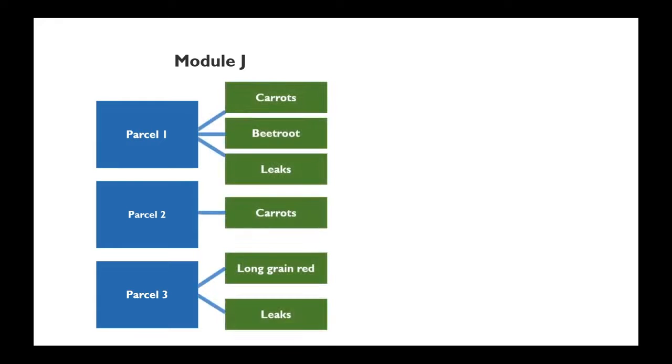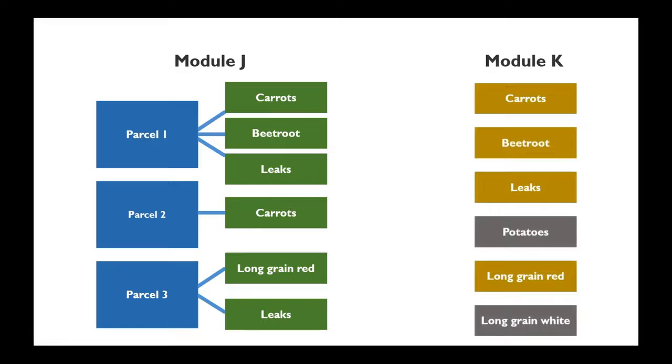So thinking back to Module J, where we had a roster for all of our different parcels, and then a sub-roster for all of the different crops which were grown on them. You can see in this example that carrots were grown in parcel 1 and parcel 2. Leeks were grown in parcel 1 and parcel 3. What we want to accomplish in Module K is to have one roster row about carrots and ask all the relevant questions about carrots across the whole farm. The same for beetroots, leeks, but for potatoes, we haven't grown potatoes on any plots, so we don't want to ask this row in the roster.